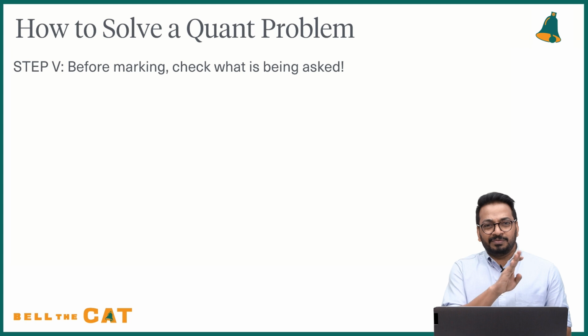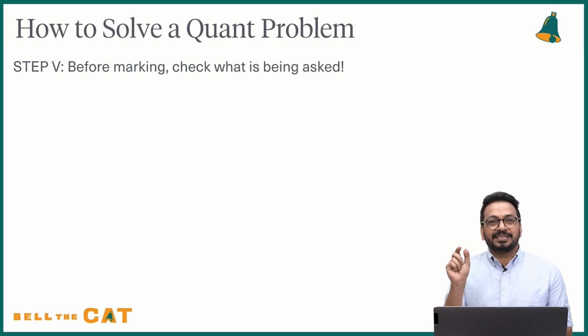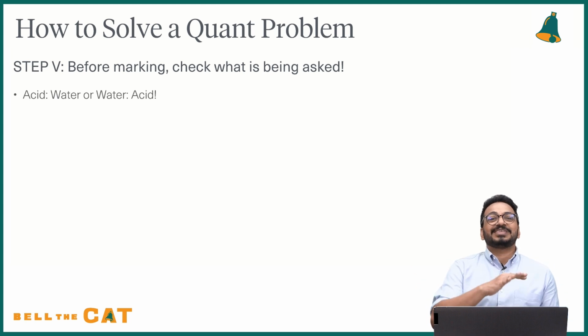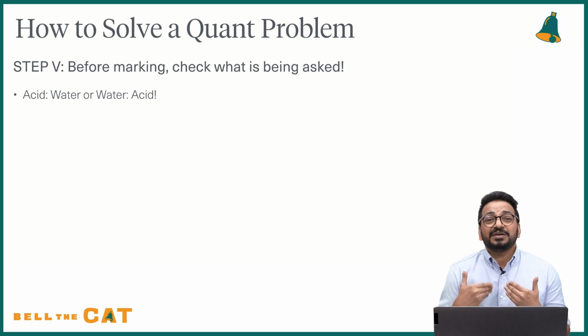He solved the question. The whole question was in the format of acid water. But finally, right at the end, they asked, what is the ratio of water to acid? So he got 3:5, but what they asked was 5:3, acid water or water acid. So at this level, even somebody who's a 100 percentiler on the quant can end up making this mistake. Just that small thing.